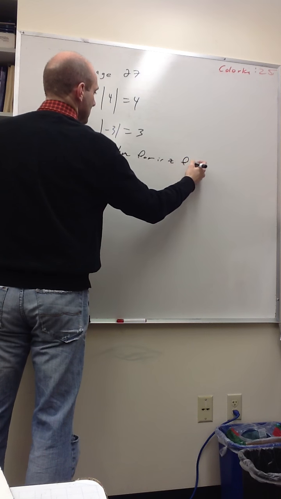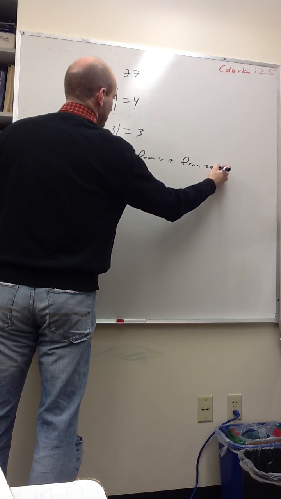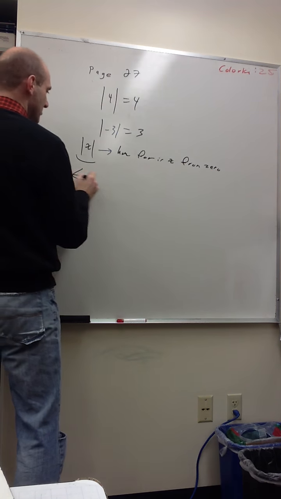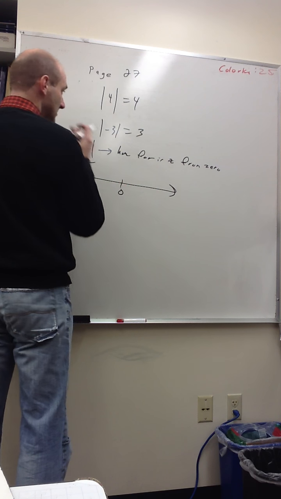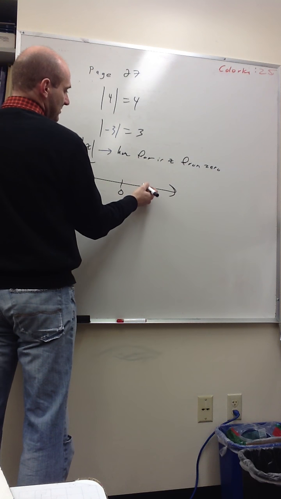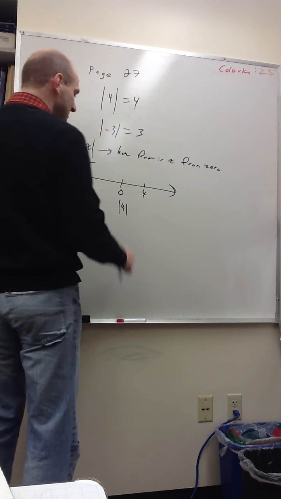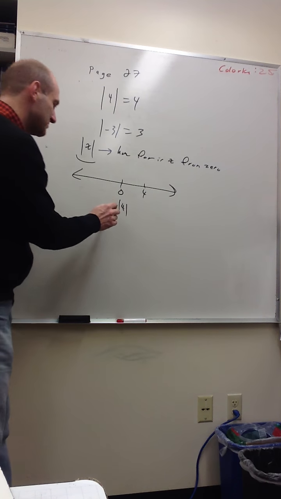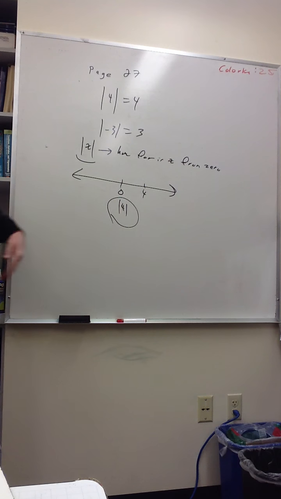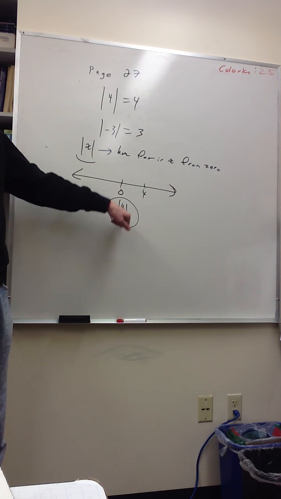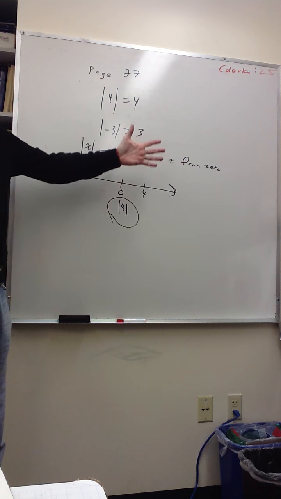is x from 0. So if you're looking at it on a number line, here's 0, let's take 4. The point 4 is here. The question that this mathematical notation is asking is how far is 4 from 0? Well, clearly 4 is 4 from 0.